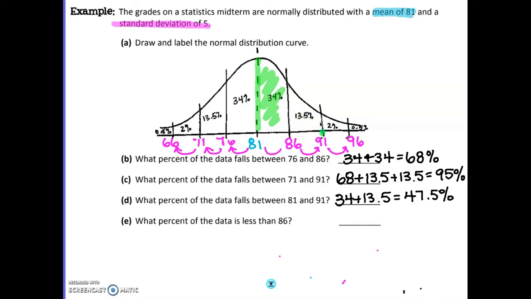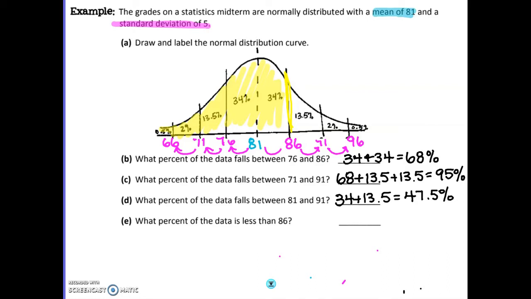Last but not least, last problem says what percent of the data is less than 86%? Well, two ways I could go about this. I could add up everything I'm going to shade below 86%, or from 100%, I could just subtract what is to the right of it. But let's add everything up below.